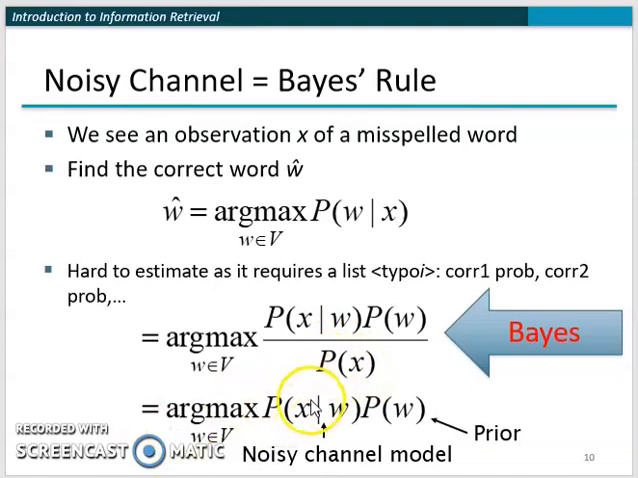Now in this formula, this likelihood probability is actually the noisy channel model, and this prior probability is a language model. In the next video, we'll see how we can use this noisy channel model and this language model to rank candidates.